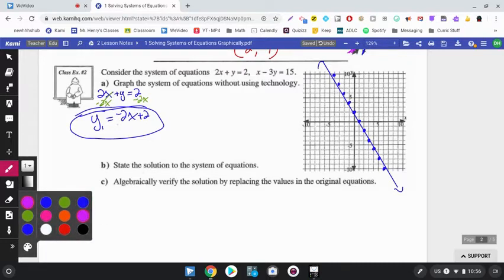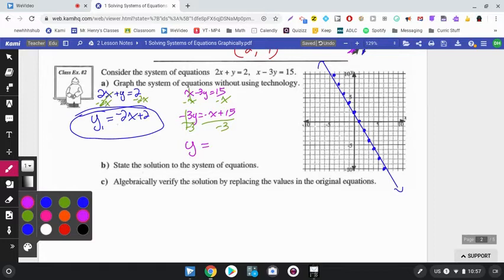Next one: x minus 3y equals 15. Let's rearrange and graph this one. Negative 3y equals negative x plus 15. And divide away that coefficient, divide away negative 3.